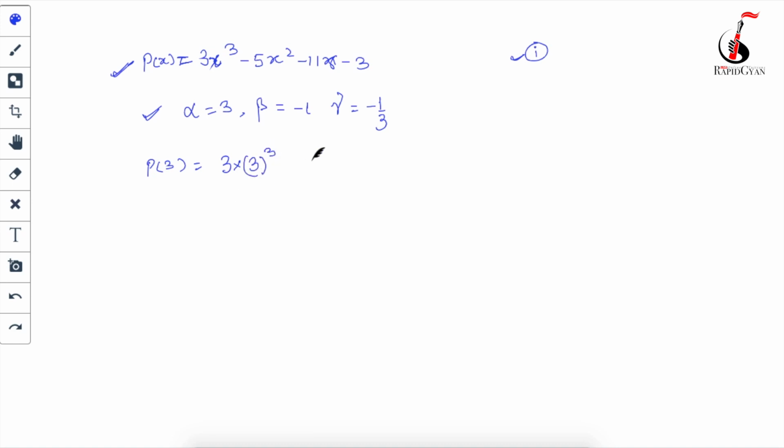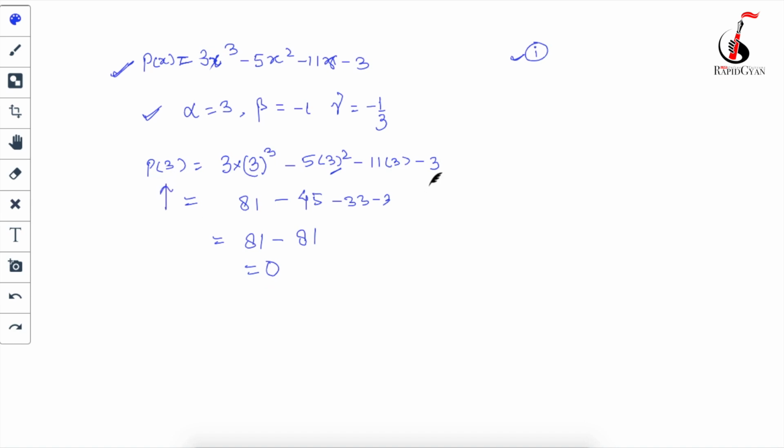Okay, 3 times x cube minus 5 times x square minus 11 times x minus 3. So let's solve it. 3 times 3 cube means this is actually 3 to the power 4. So 3 3s are 9, 9 3s are 27, 27 3s are 81. So here I will get 81 minus, this is 5 times 3 squared: 3 3s are 9, 9 5s are 45, minus 33 minus 3, which is equal to 81 minus 45 plus 33, minus 3... which is equal to 0, means 3 is a zero of the polynomial, that's confirmed.